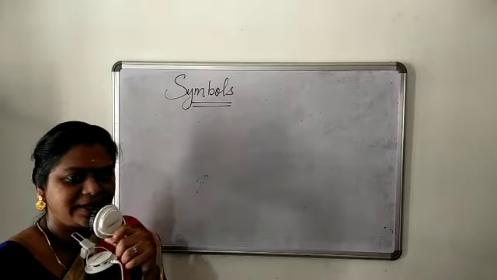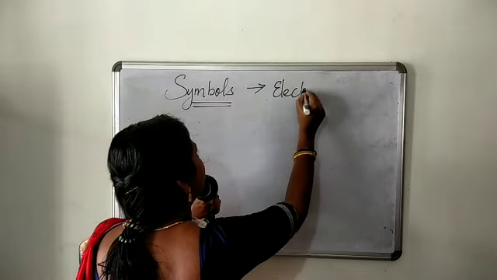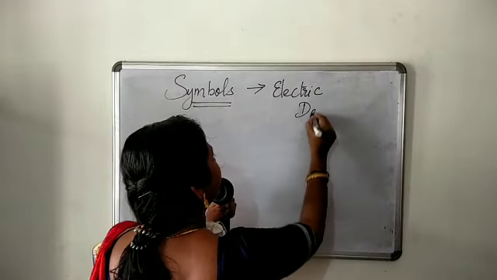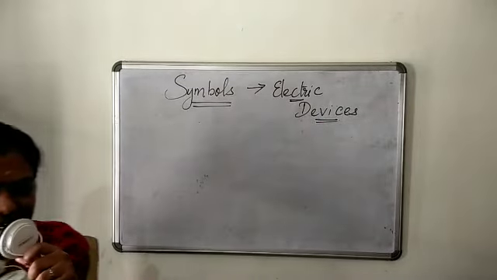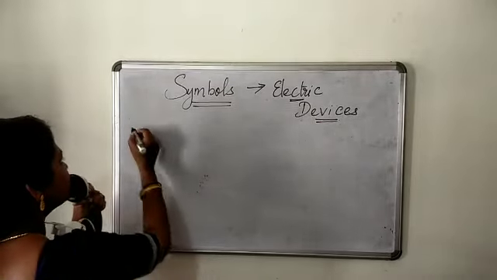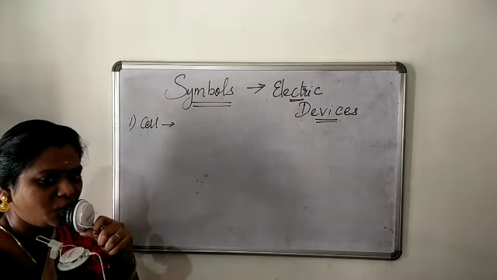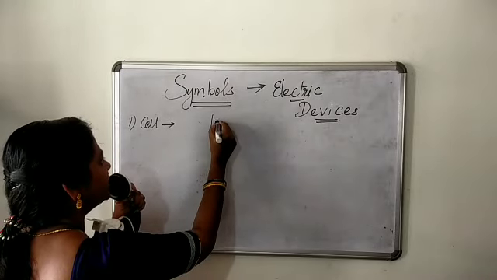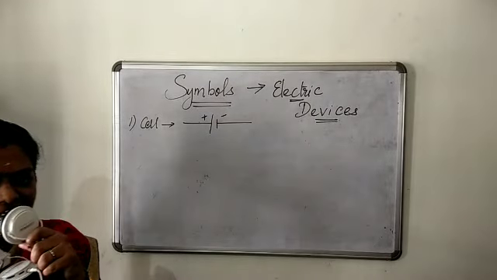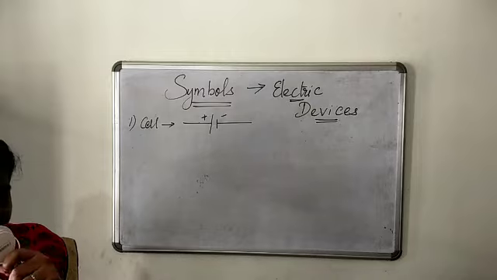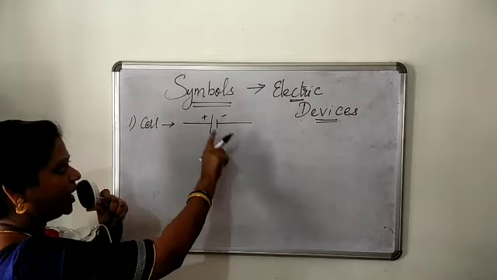Okay. So what are the devices? We are going to see the symbols of electric devices. First we will start with the source. The first one is a cell. The cell is nothing but a combination of only two terminals, one positive and another one negative. So you have to draw it like this. Wherever you draw the symbol, you need to show which is positive and which is negative. So in a cell, we have only one positive and one negative.